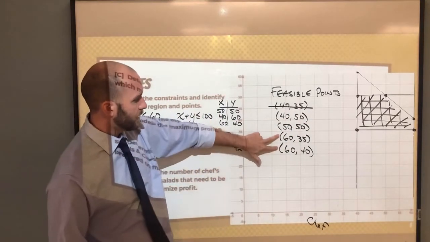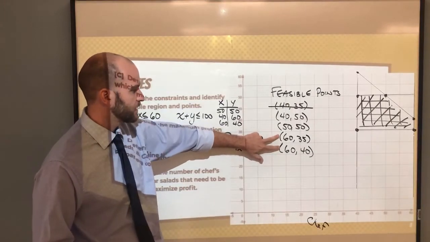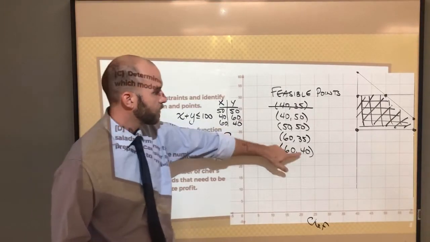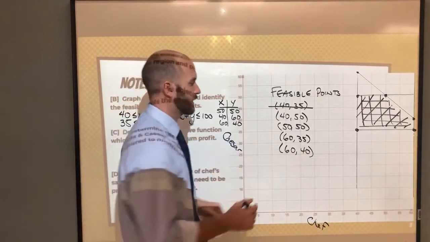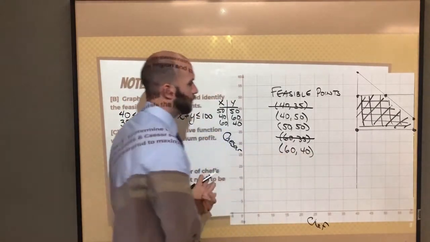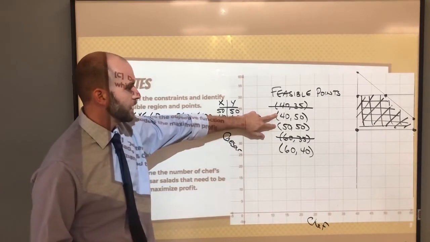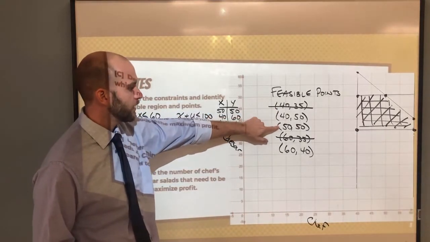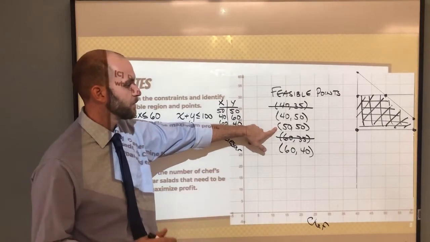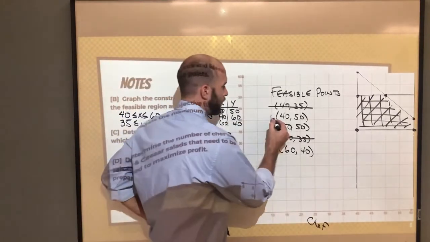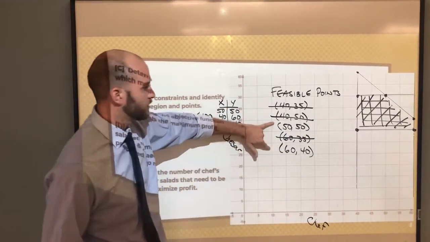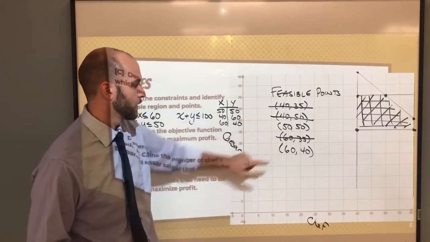If we look at these with chef salads the same, 60 chef salads and 60 chef salads, I know I'd make a little bit more money by selling 40 Caesar salads. So we'll go ahead and mark that one out. On this last one here, we've got 40-50 and 50-50. Well, here I'm selling 10 more chef salads, so that should give me a little bit bigger profit. So really, I just need to check these two, the 50-50 and the 60-40.